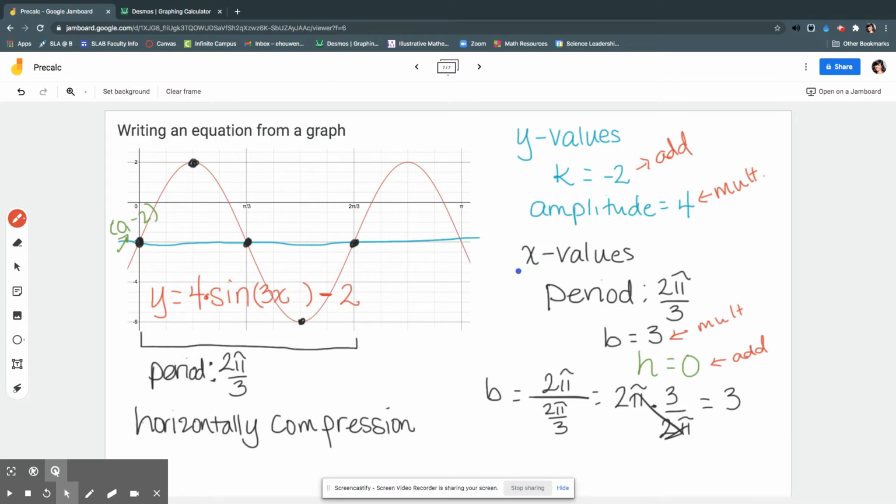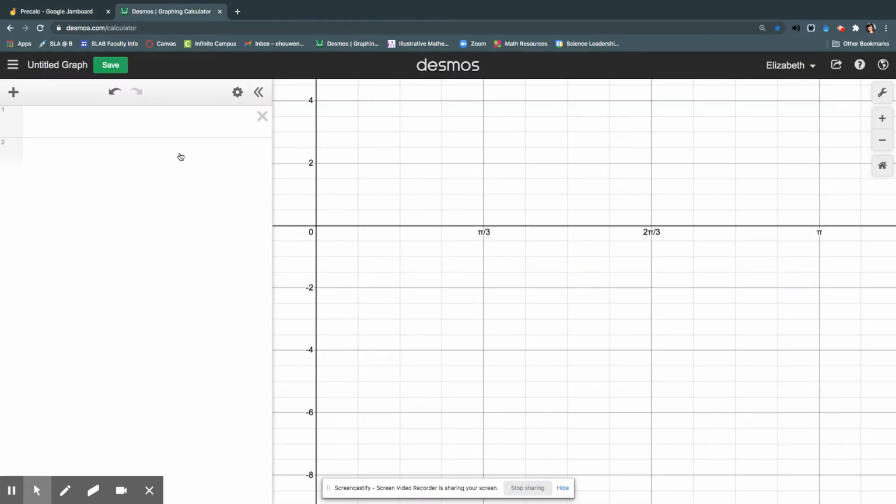So once again, anything that changes the x values changes the input. That's why both b and h are part of the input of the sine function. Anything that changes the y values changes the output. That's why a and k are both part of the output of the function. When you multiply, you change the shape of the graph. When you add or subtract, you just move it up, down, left, right. Let's graph this: 4 sine 3x minus 2.